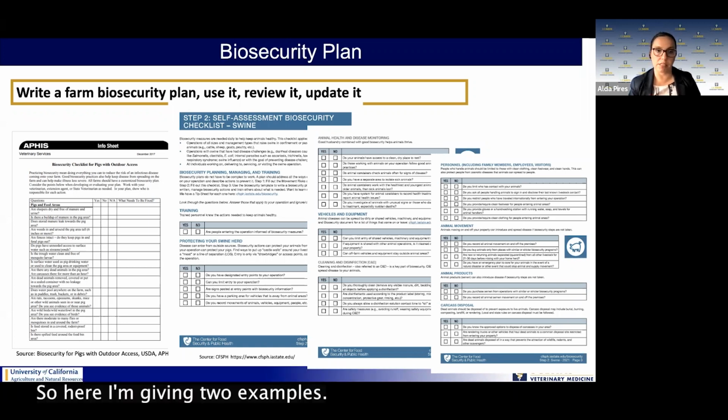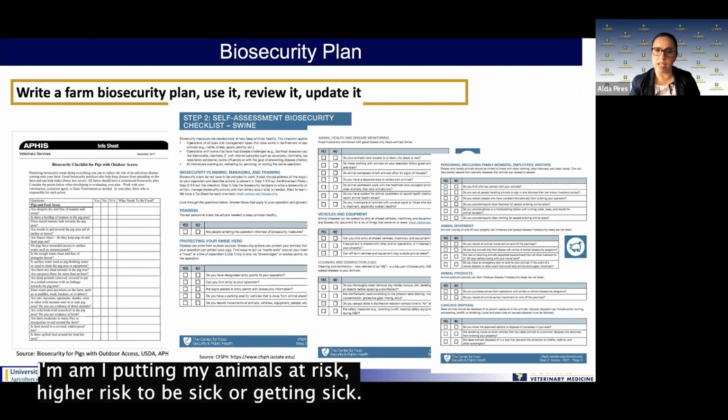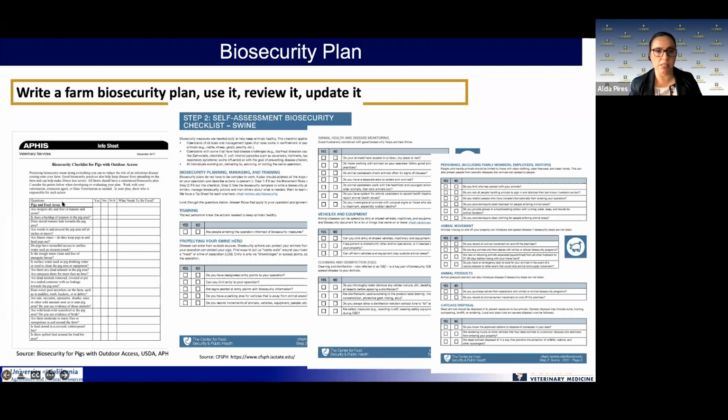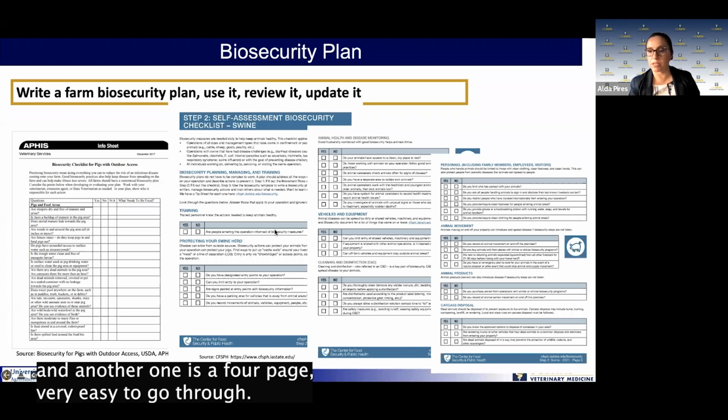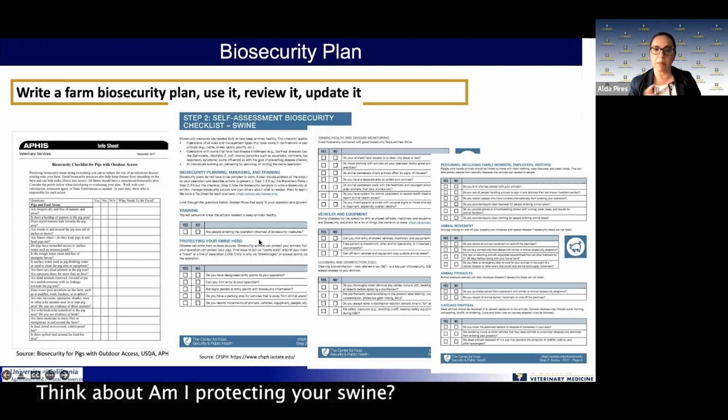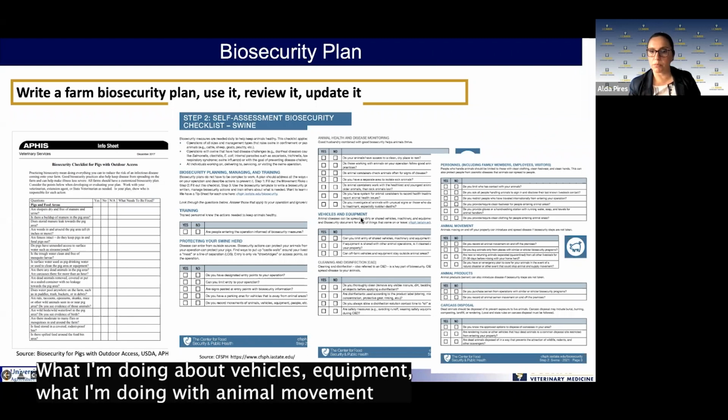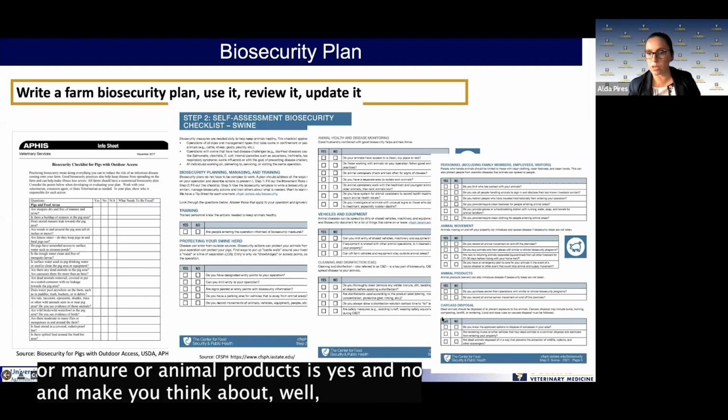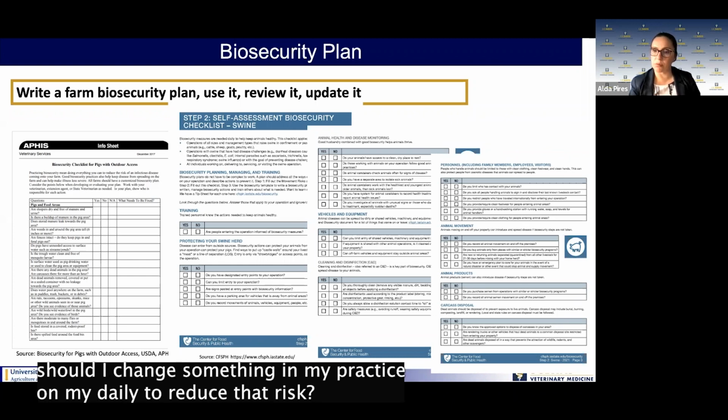So here I'm giving 2 examples with a checklist. Think about how I'm doing with my farm. Am I putting my animals at high risk of getting sick? This is a very simple checklist. One is provided by USDA APHIS, and another one is 4 pages, very easy to go through. Think about, am I protecting my swine? What am I doing about vehicles and equipment, about animal movement, or manure or animal products? It says yes and no, and makes you think about whether I should change something in my daily practice to reduce that risk.